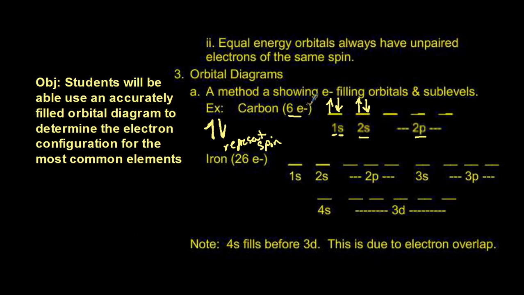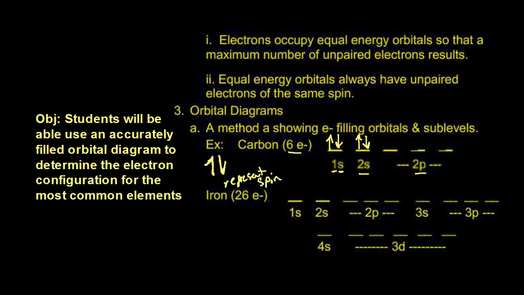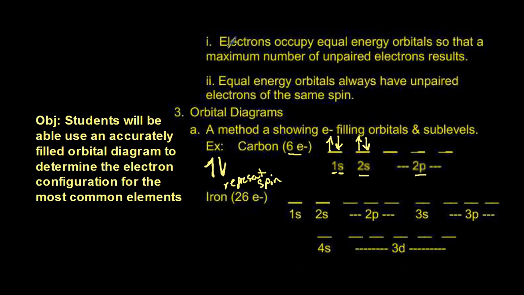Now back to carbon. We've used 4 electrons. We are now left with 2 more that have to get filled in. And according to Hund's rule, electrons occupy equal energy orbitals. These are equal energy orbitals.